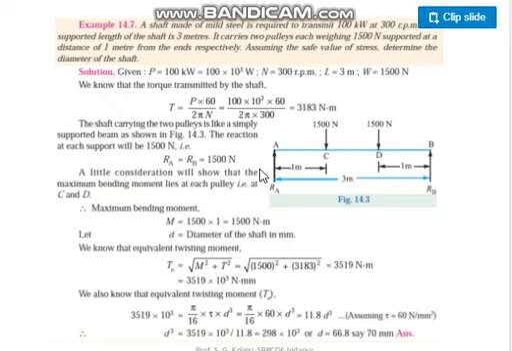Now you may ask me a question: should we do it for equivalent bending moment or not? You see, depending upon the number of marks, you do it. If the number of marks are less, only with the TE you finish it. If more marks are there, TE also you do, ME also you do, and then whichever of the two is maximum, that you take and you write at the end. Okay.